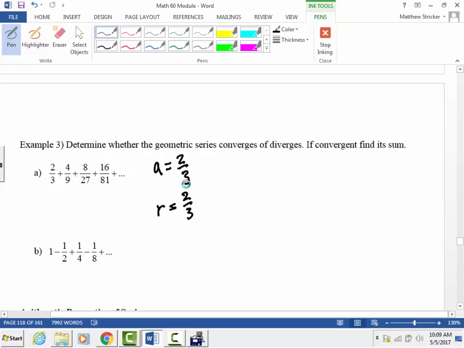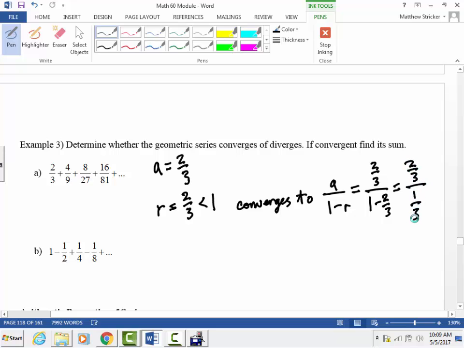Does it converge or diverge? Converges. Why? r is less than 1, so it converges. And what does it converge to? a over 1 minus r. a is 2/3, and then 1 minus 2/3. 2/3 over 1/3 is equal to what? 2. So this series converges, and it converges to 2.